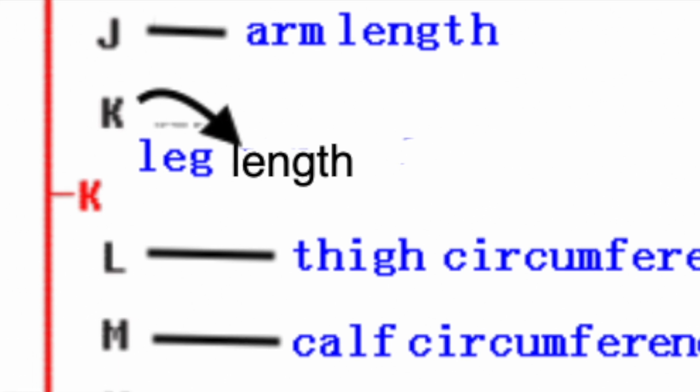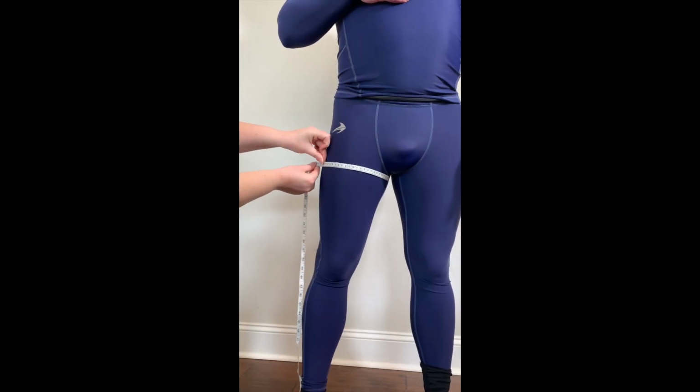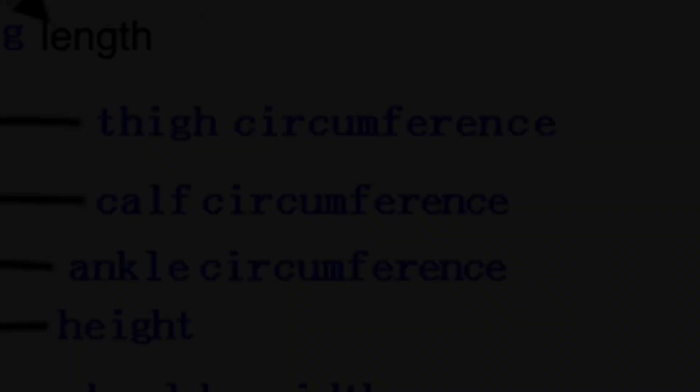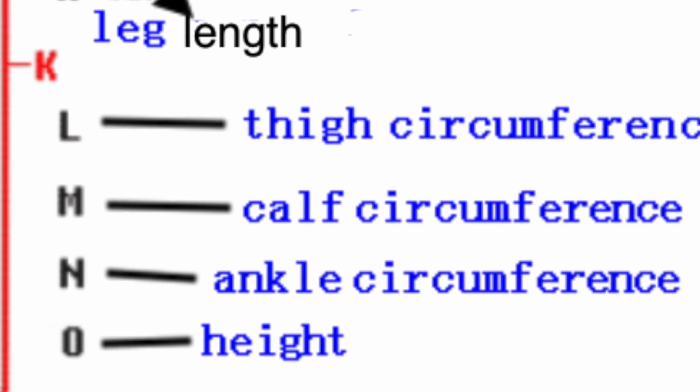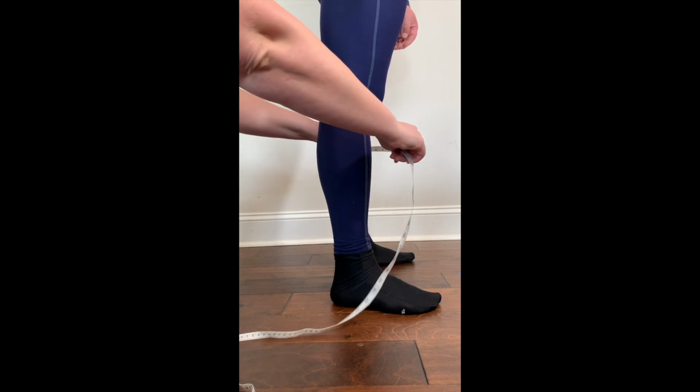For L, the thigh circumference, find the thickest, widest part of your thigh and measure around it. Again, making sure that your measurement is even from side to side and front to back. For M, the calf circumference, find the widest part of your calf and measure around.